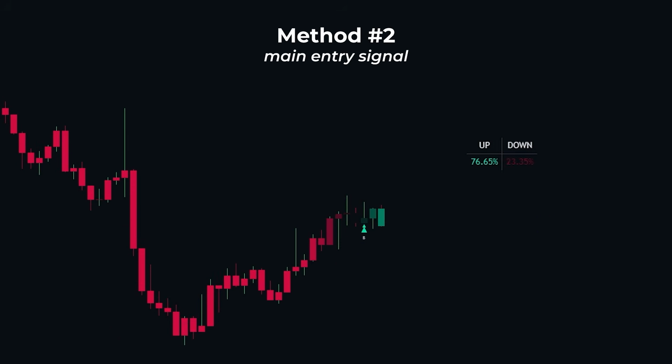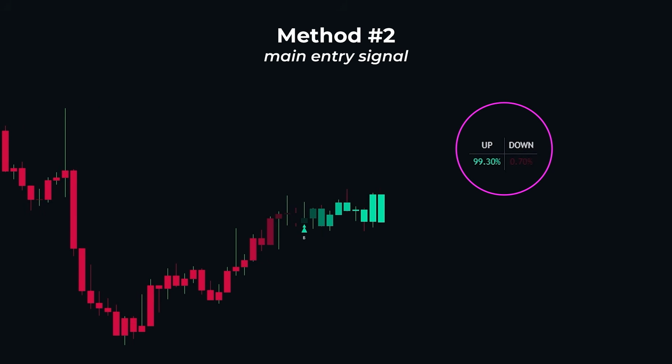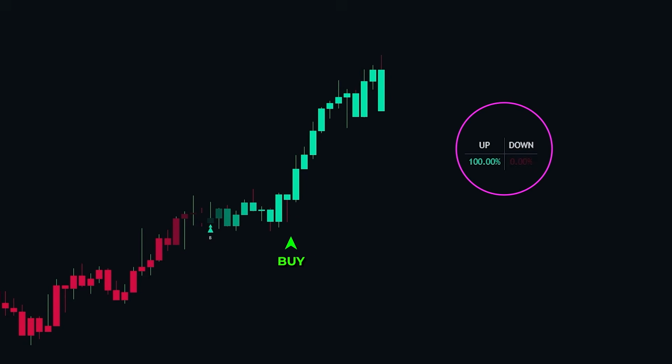Now, for the second method, you can use the DT Trend Analyzer as your main buy-sell indicator. To do this, wait for the trend strength to show at least 99%. Again, it has to be at least 99%, not even 98.5%. In this example, the indicator shows 99% uptrend, so we take a long position. This ensures you're entering into a strong trend, which means the price has a much higher chance of continuing in the same direction.